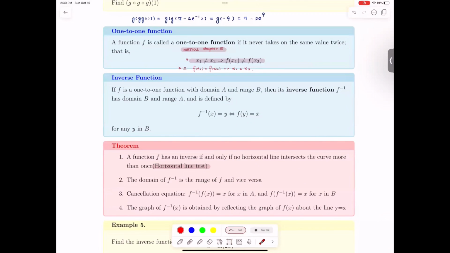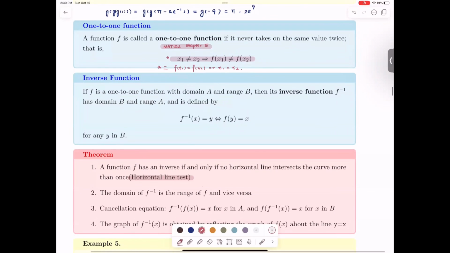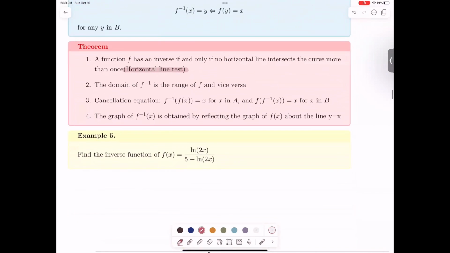But if a function has an inverse, then f inverse of x equals y if and only if f of y is x. So basically you swap x and y in f and f inverse. And the domain of f inverse is the range of f, and vice versa.